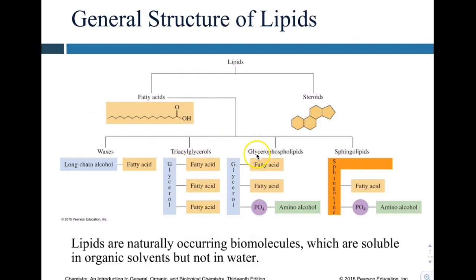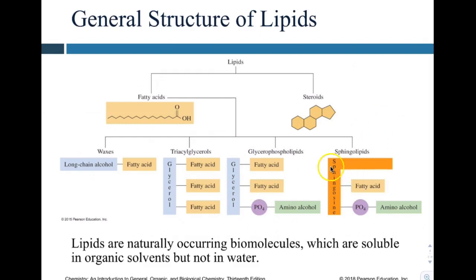Then you've got your glycerophospholipids, and if you look at the word phospholipid, you think, oh, that probably has some phosphorus in it. Yeah, it's got a phosphate. So you have your triacylglycerols that have 3 fatty acids, so every alcohol part of glycerol is a fatty acid. Then you've got a glycerol backbone with 2 fatty acids and 1 phosphate group with an amino alcohol connected to the phosphate.